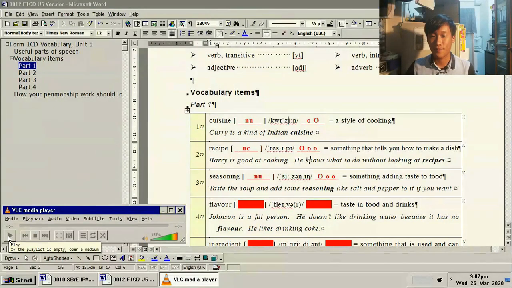Seasoning. Something adding taste to food. Taste the soup and add some seasoning like salt and pepper to it if you want.